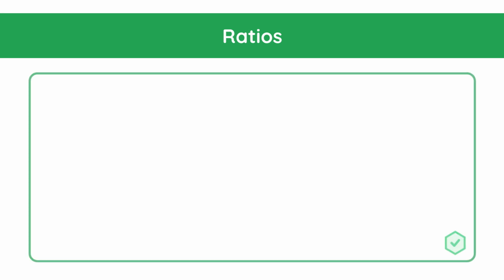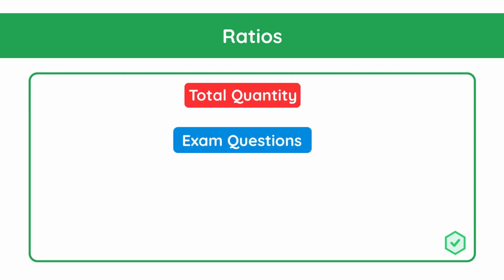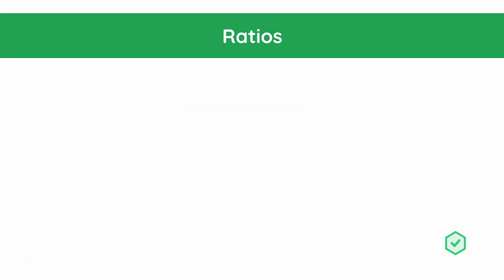Now let's look at a slightly different type of question. In the previous section, we were always given the total quantity, but in many exam questions, you are not given the total. Instead, you are given just one part of the ratio, and you have to find the other part or the total. Let's look at an example.